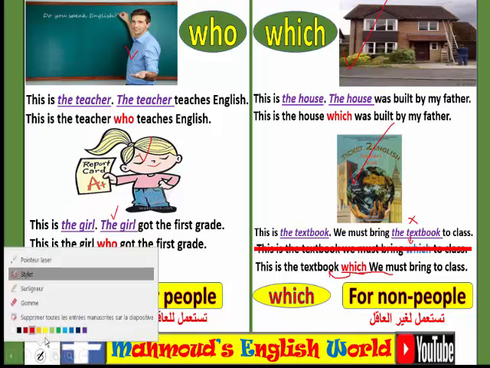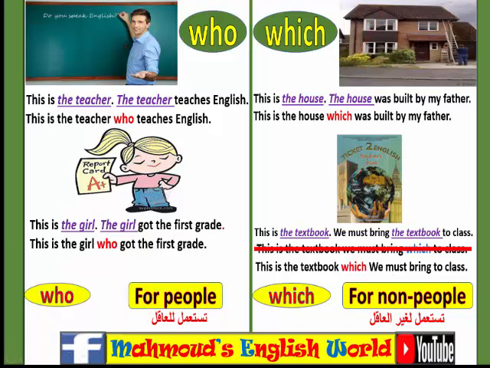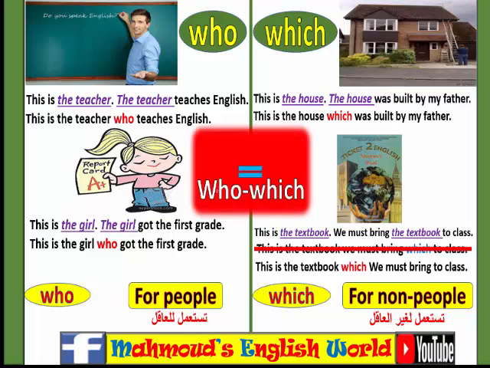Is it clear? And I have got some good news for you. The good news is, if you don't know whether to use who or which, you can use just that. That means who and means which. It has the same rules. Like here, we can say this is the teacher who teaches English, or this is the teacher that teaches English. Here we can say this is the house which was built by my father, or this is the house that was built by my father.